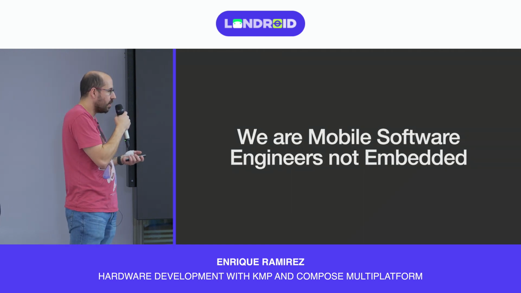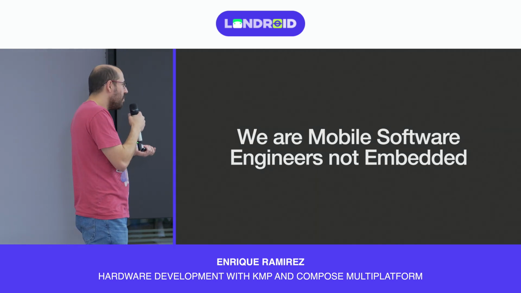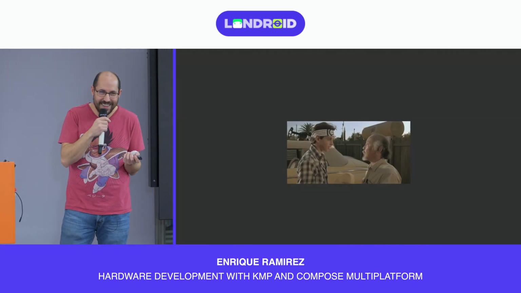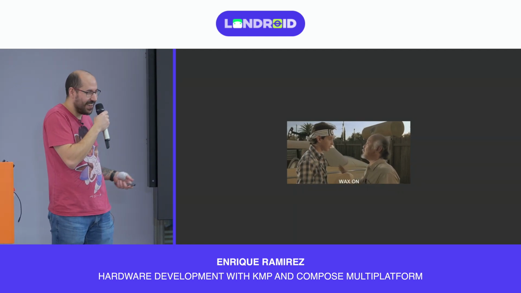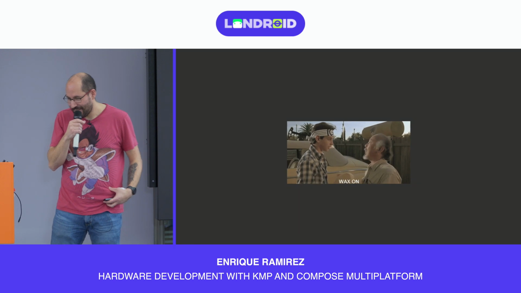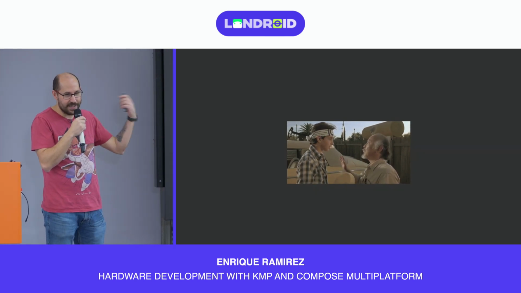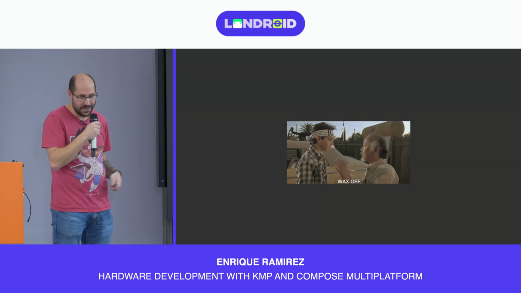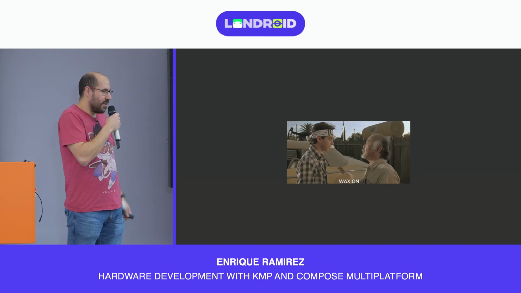So how do we do this? How do we build this? We are mobile software engineers, not embedded, right? That's the thing. I don't know if you watched this film. It's a very 80s film, The Karate Kid, where the main character needs to learn karate in order to face a duel. That's the main plot of the film.